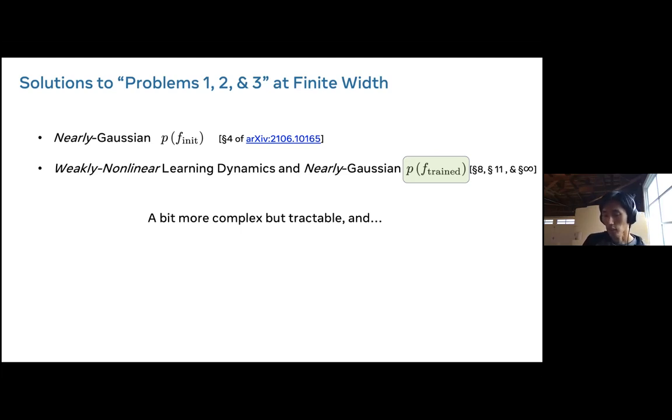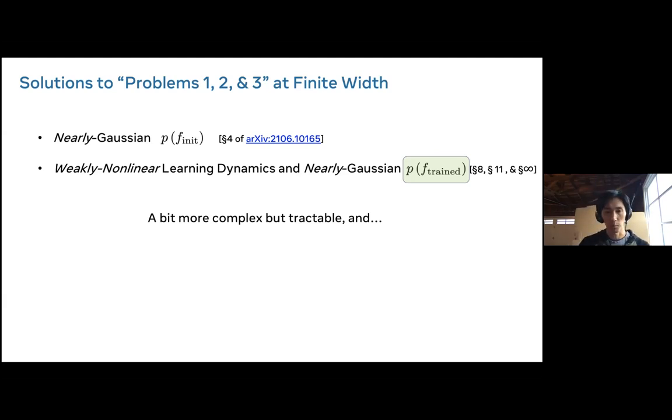object initialization, and also you can see how the algorithm dependence comes into the solution, and so on and so forth, and you get the nearly Gaussian distribution of the trained function, which is close to Gaussian, but then there are small corrections, which are nonetheless important. So this seems a bit more complex than what you had in the infinite limit, but it's still tractable if you put your mind to it.